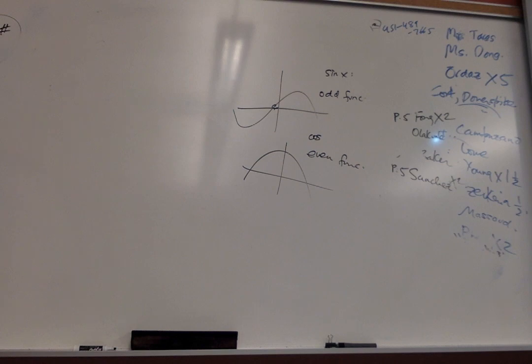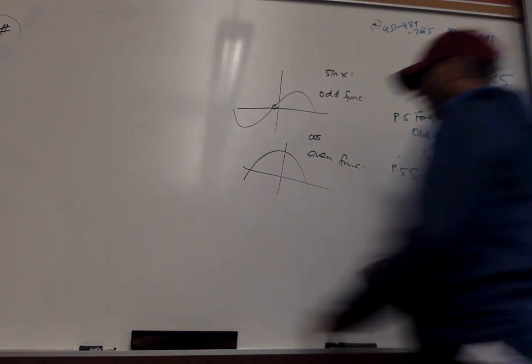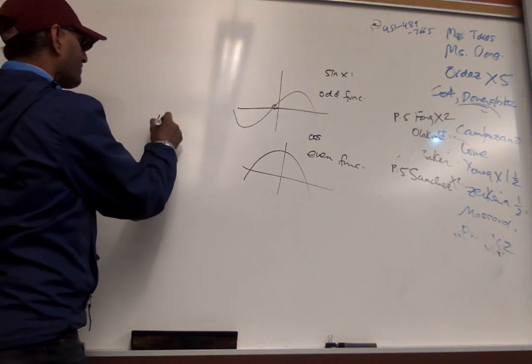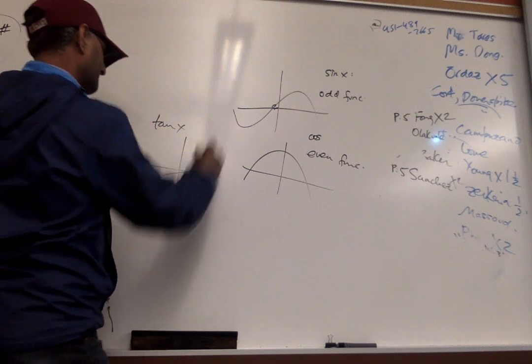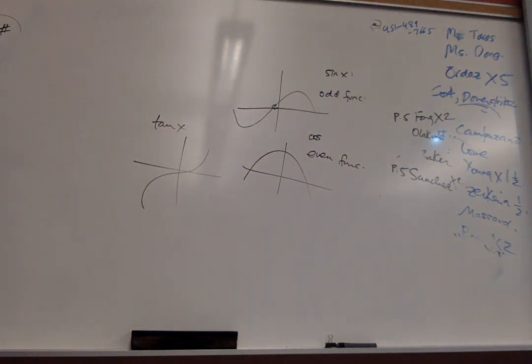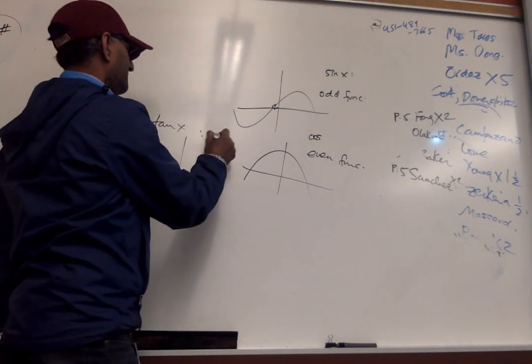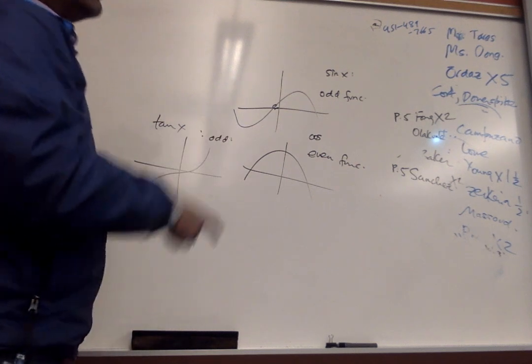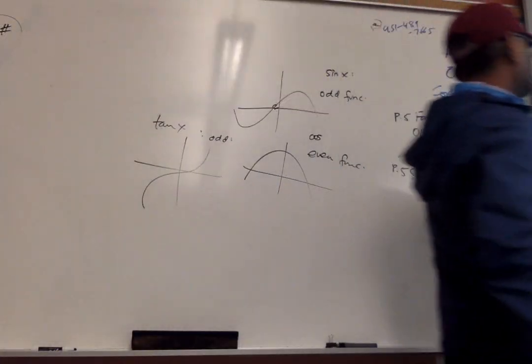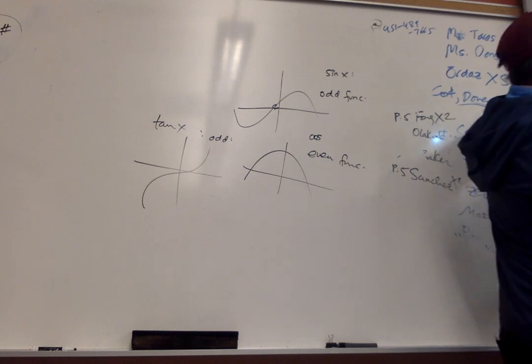Okay. The tan x, write this down if you want to, tan x is also an odd function. Here's the tan x curve. The tan x is also an odd function, so it behaves like sine. Now look at the similarity between tan inverse, of course it's inverse, the same idea though. Look at sine inverse, look at this.